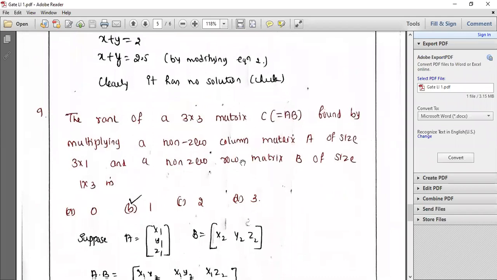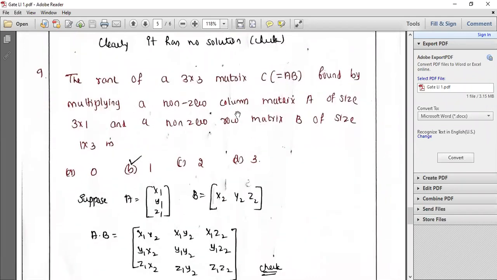Next, let us see this example. This also appeared in 2001 only. The rank of a 3 cross 3 matrix C is equal to A into B, found by multiplying a non-zero column matrix A of size 3 cross 1 with a matrix B of size 1 cross 3. They're asking, what is the rank of this 3 cross 3 matrix? Is it 0, 1, 2, or 3?